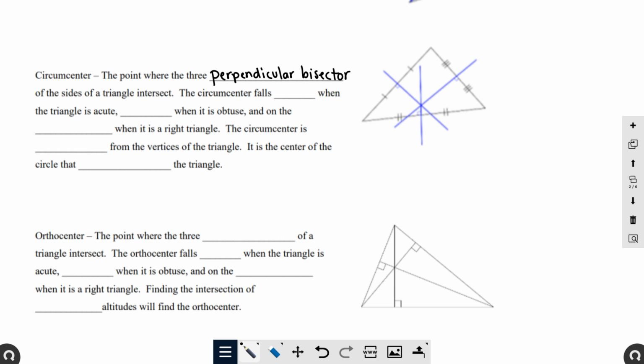So first, the circumcenter will fall inside if the triangle is acute. So just like this triangle over here to the side, that's an acute triangle. We see that circumcenter inside the triangle. It doesn't necessarily mean the center of that triangle, but just somewhere inside, okay? Where do you think it falls when it's obtuse? Outside.